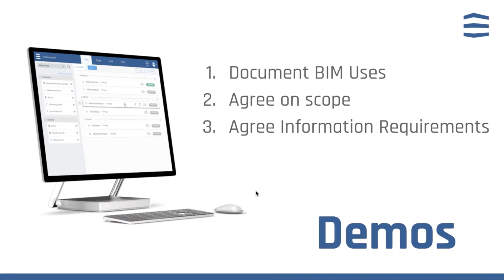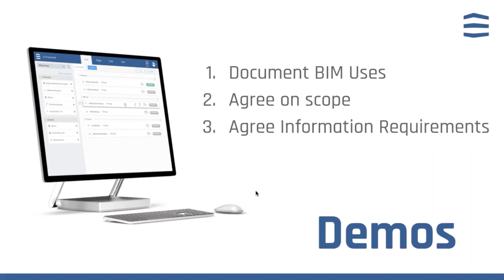Three parts to the demo today that we're going to cover are, firstly, how do you document those BIM uses? So we talked about that just now, how you actually ask the right questions to find out what the target BIM uses are, and then we'll talk about how you document them in an agreement that the owner can actually understand. They can see and they can understand. Then we'll talk about how to agree on the scope that meets those BIM uses.